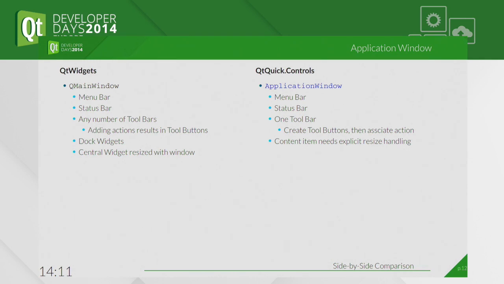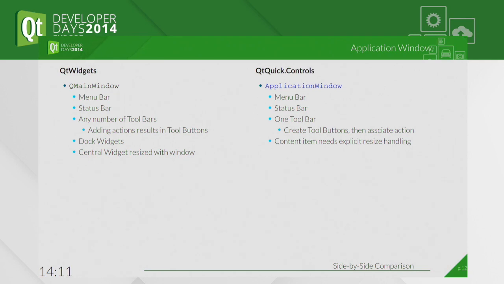I'm not saying anything new here. On the QtQuick control side, there's also a special class for that. It's called the application window. It also has a menu bar, or can have a menu bar. So this is still your decision, right? It can have a status bar. It can have one toolbar. There is currently no way to have more than one toolbar.